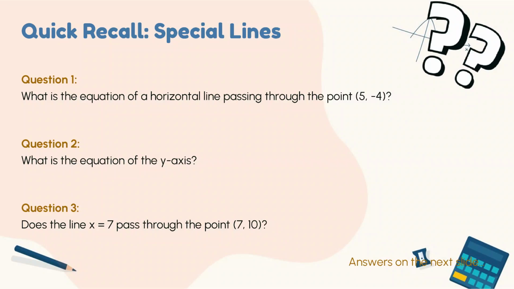Let's do a quick recall check. Question 1. What is the equation of a horizontal line passing through the point (5, -4)? Question 2. What is the equation of the y-axis? Question 3. Does the line x equals 7 pass through the point (7, 10)? Pause the video and try these before checking the answers.